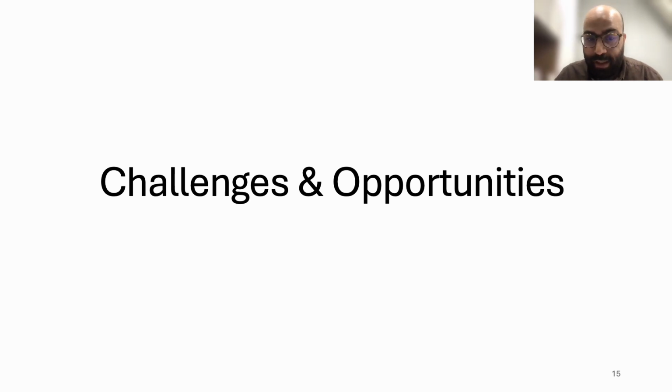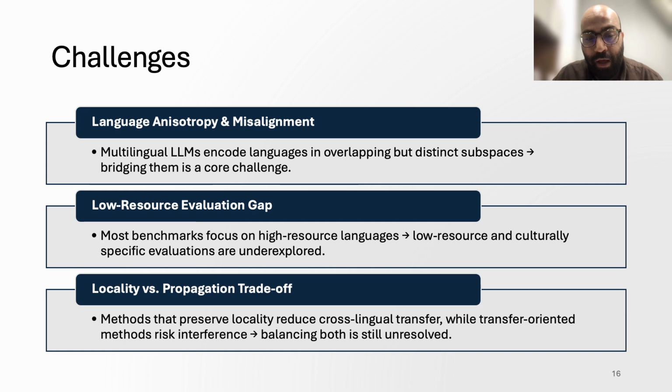Challenges and opportunities. Regarding the challenges, here we're showing three, but please refer to the paper for broader coverage. We have language anisotropy and misalignment. As we know, multilingual LLMs encode languages in overlapping subspaces. Bridging them together is a core challenge. We have a low resource evaluation gap, as there is a need to develop low resource and culturally specific evaluation, and there is a need to balance the locality and the propagation trade-off.